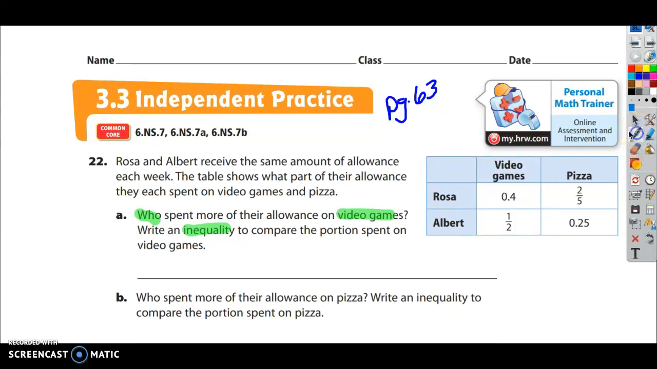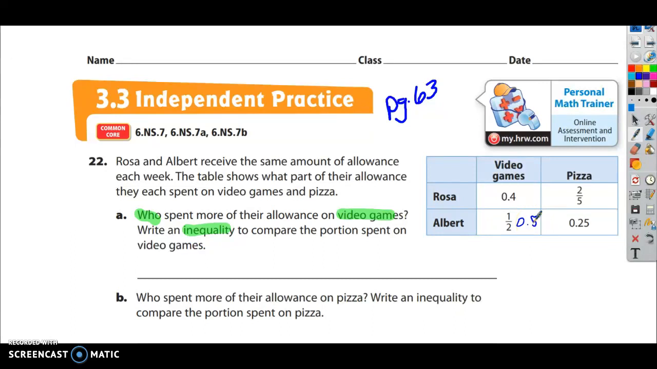Alright, so video games is just this column right here, so we're going to just ignore pizza for now. And we're going to notice that Rosa spent 0.4 and Albert spent 1/2. It's really hard to compare 0.4 and 1/2 unless we convert 0.4 into a fraction or 1/2 into a decimal. And probably the faster way to do this is just to say that 1/2 is equal to 0.5. That's a little messy because I wrote it on the line there, so I'm going to fix that up a little bit. That's 0.5. And now it's pretty easy to compare because we've got a 4 in the tenths place and a 5 in the tenths place, and 5 is greater than 4.